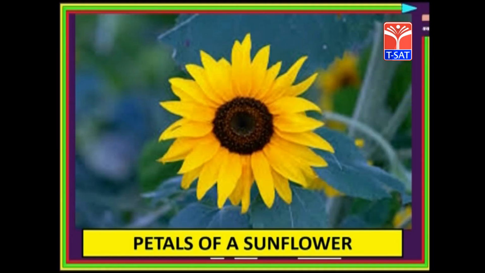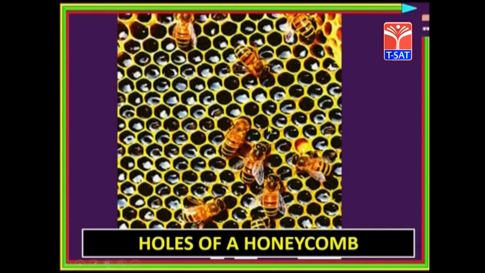For example, these are petals of a sunflower. We can observe the petals of the sunflower. In this, the identical petals of the sunflower are equidistantly grown. Next, these are holes of a honeycomb. These are identical hexagonal shaped cells, and these are arranged symmetrically around each hexagonal cell. So this is about holes of a honeycomb.